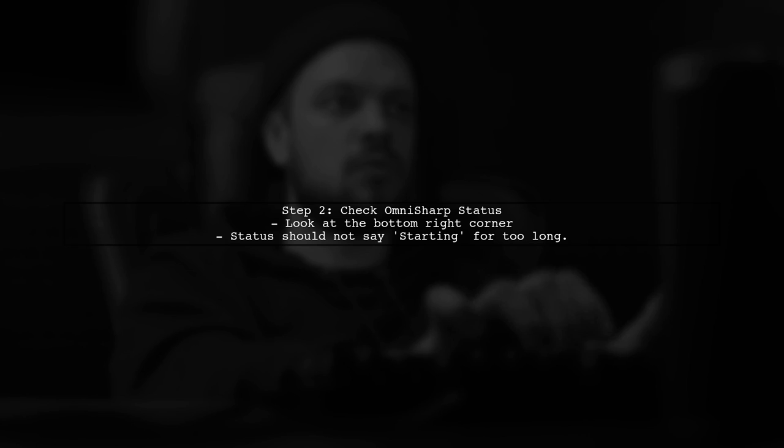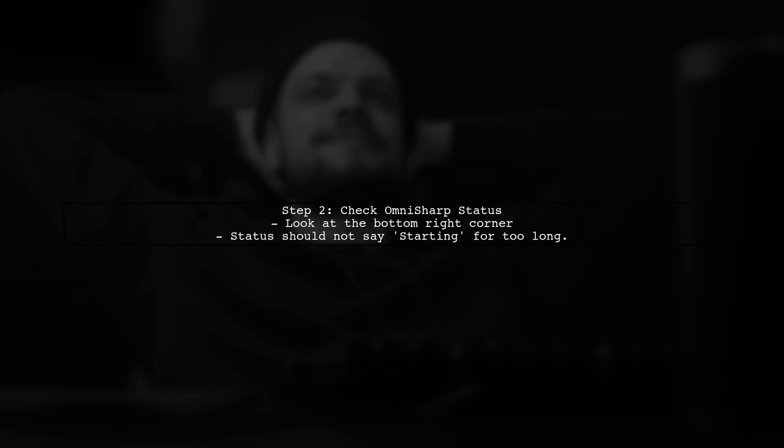Next, ensure that OmniSharp is running. You can check this by looking at the bottom right corner of VS Code. If it says OmniSharp is starting, it may take a moment to load.